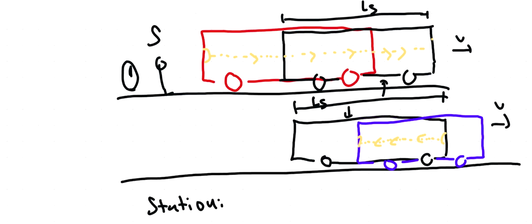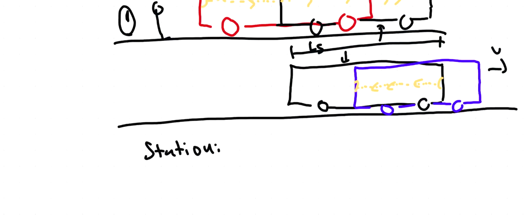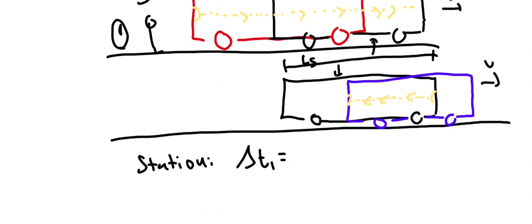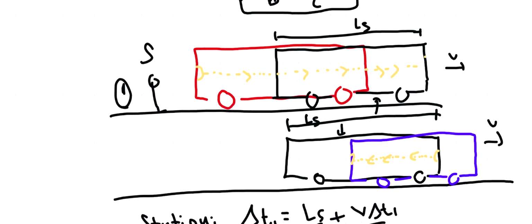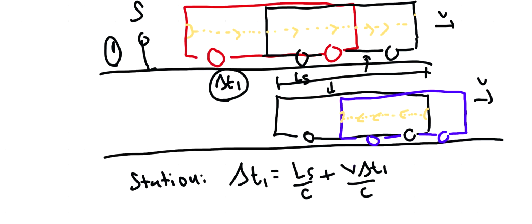So for the first process, the time it took is going to be ls divided by c plus v delta t1 divided by c. Okay, so I'm also making the assumption that this first process took delta t1 that much time. And of course the second process, just to keep the notation consistent, I'm going to assume that it takes delta t2.